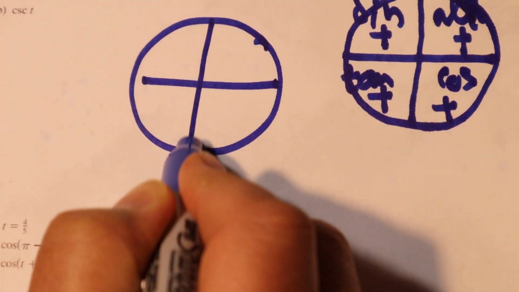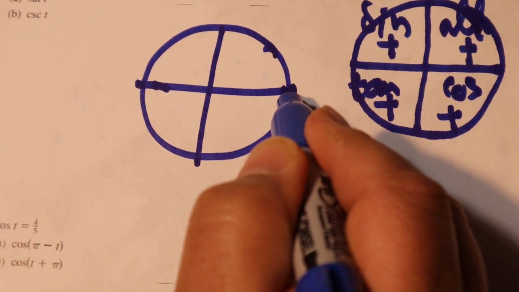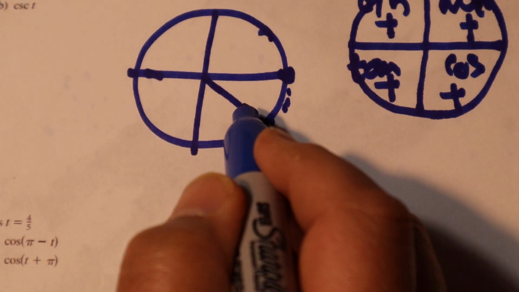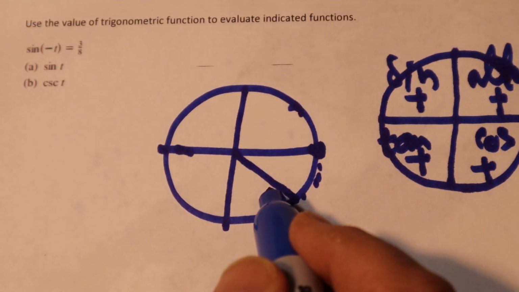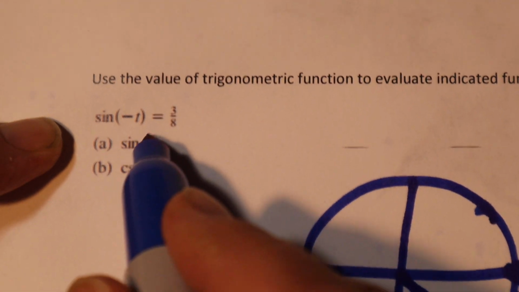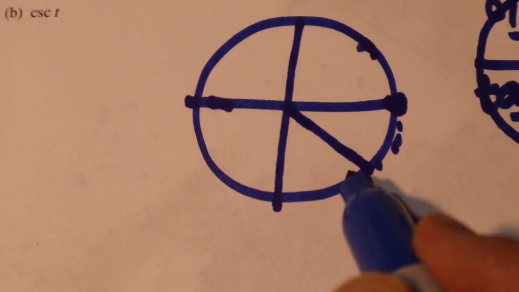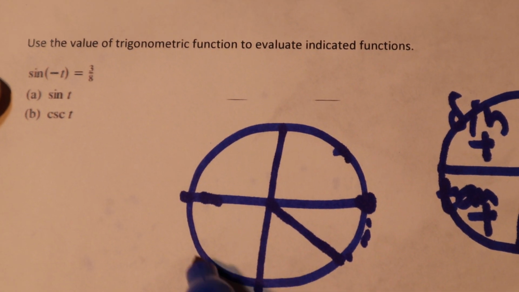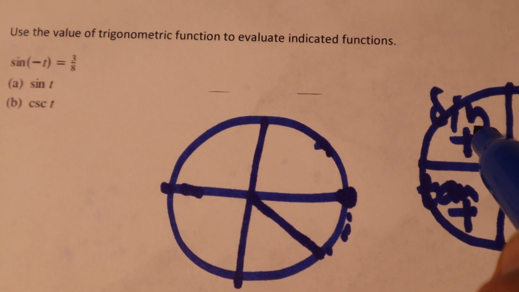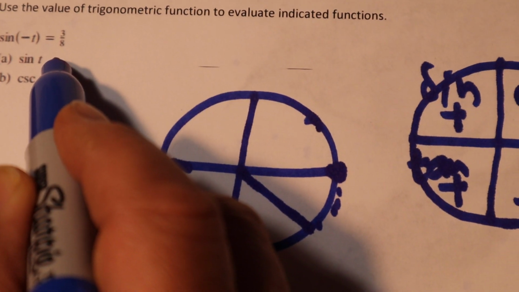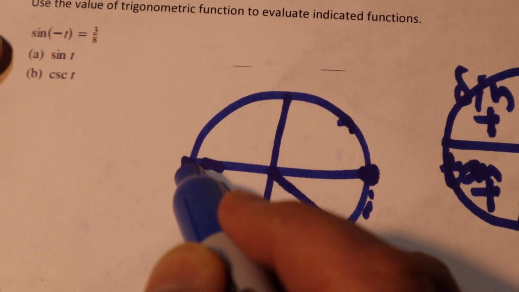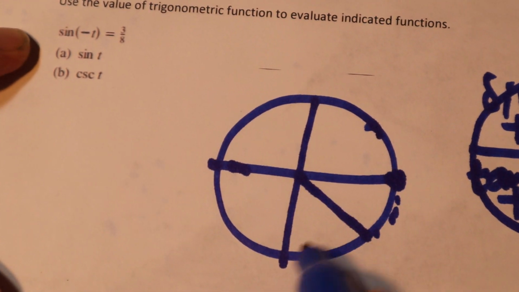If you want to represent negative t, it means you move down. If this is your initial angle here, you start from here and spin in the negative direction this way. So technically you are in the fourth quarter, and sine must be negative, but they give us that sine of negative t is positive, not negative. So we should know that you should have an angle of more than 180 degrees to have positive sine. You got it?